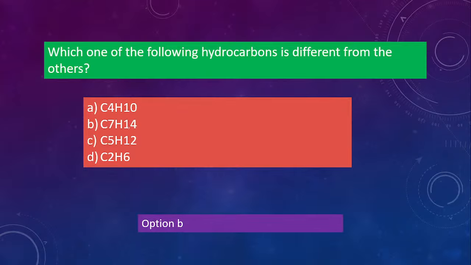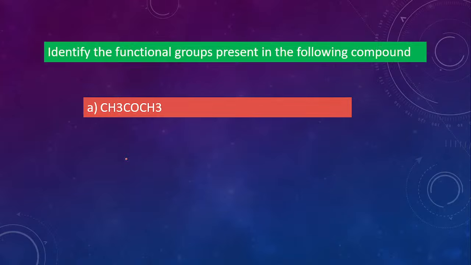So option B is the correct answer. If you see here, this is what? This is alkene, right? This is CnH2n, right? Here it is again 2n+2. This is also alkane, and this one also. This one is the odd one. This is an alkene, not an alkane. There are three alkanes here. Next one.